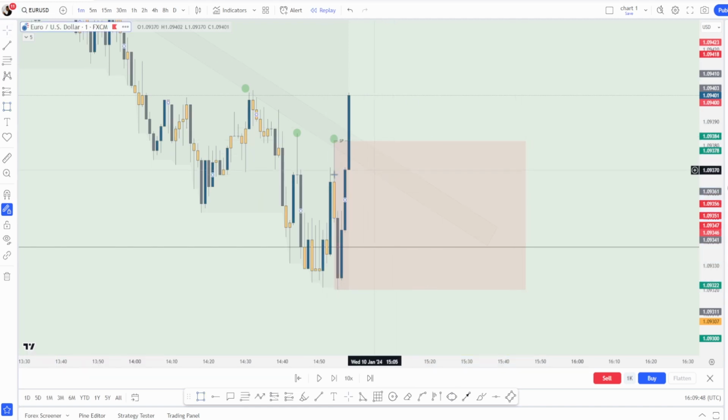Now, the reason we do this is if there is no refinements to be made, you don't want to just eyeball an entry. We know that price will revisit this area if it's going to deliver an entry. If it's not going to deliver an entry, it won't revisit this area.